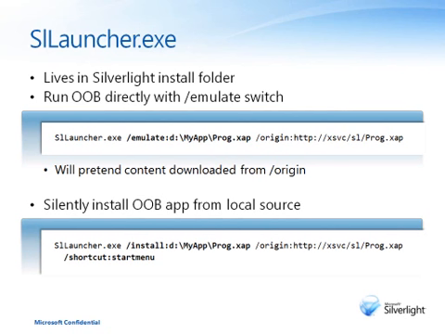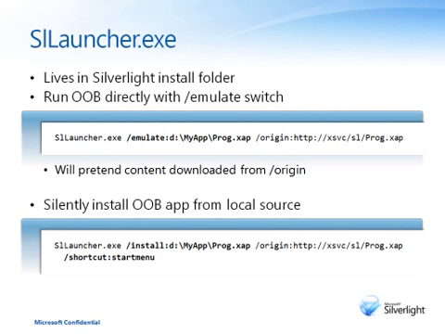Another way to use slauncher.exe is with the /install switch. This lets you install an out-of-browser application without having to go through the usual web browser mechanism. This is a silent installation. The user won't be prompted as they would when installing via the web, and they won't see any kind of UI at all. The application will just silently become available on either the Start menu, the desktop, or both, depending on what you pass as the /shortcut option.